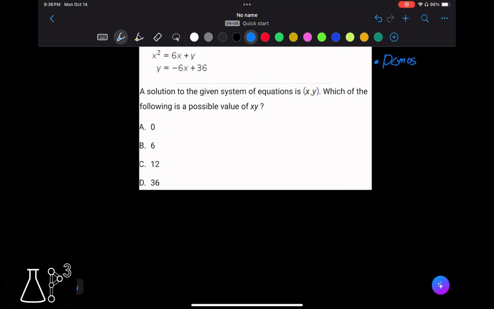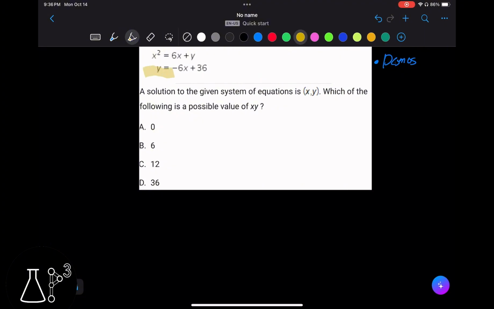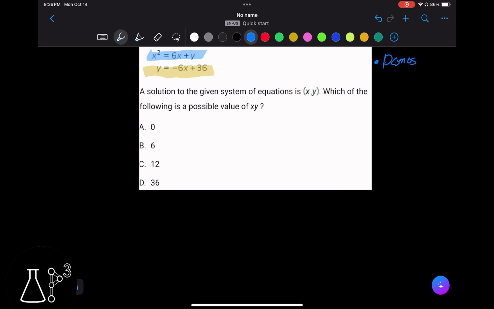So I'm given two equations, like we said. I'm given y equals negative 6x plus 36, and x squared equals 6x plus y. So I'm going to rewrite both equations. So I'm going to have x squared equals positive 6x plus y. And I'm going to write this in yellow. y equals negative 6x plus 36. So what I can do is plug in y, that's in yellow, into the blue where y equals, in order to look for the x value.